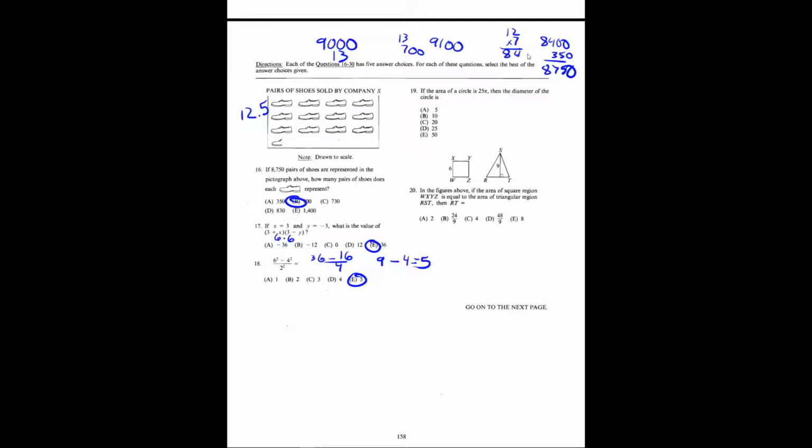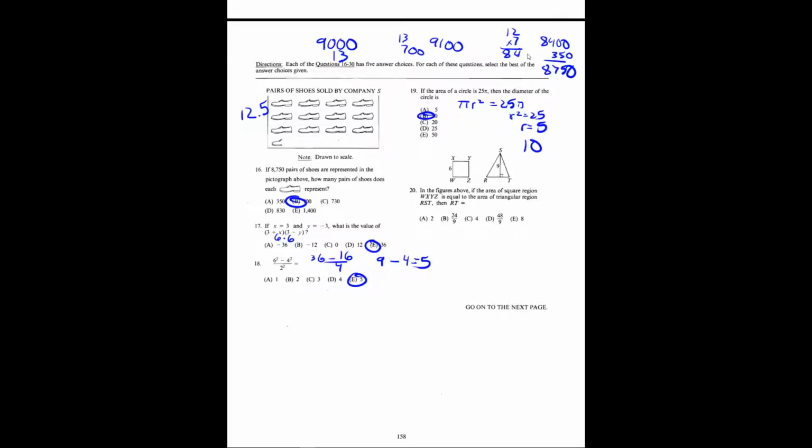Number 19, if the area of a circle is 25 pi, then the diameter of the circle is... The formula for the area of a circle is pi r squared, so that equals 25 pi, which gives us r squared is 25, so r is 5. Well, the diameter is just doubling the radius, so the diameter is going to be 10.